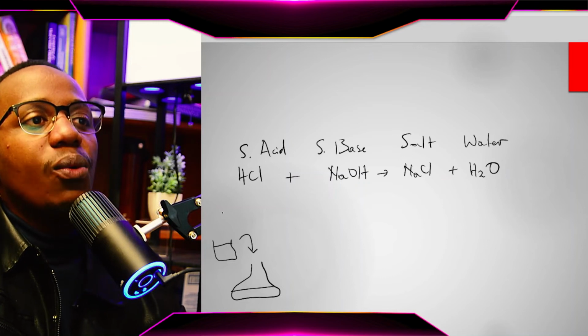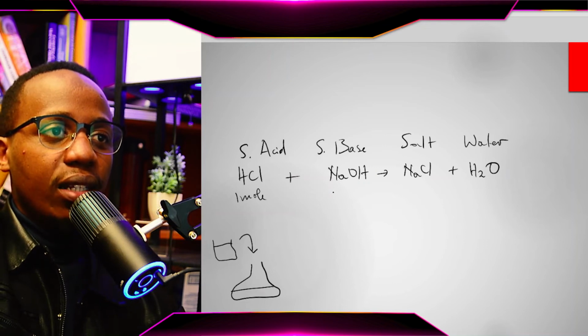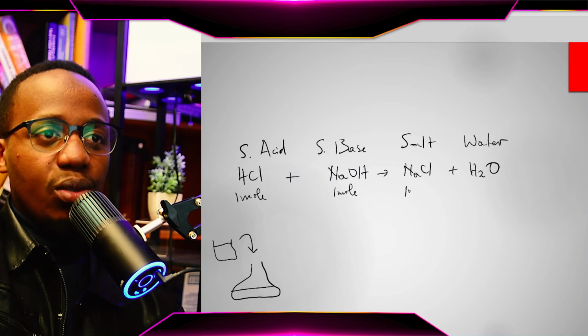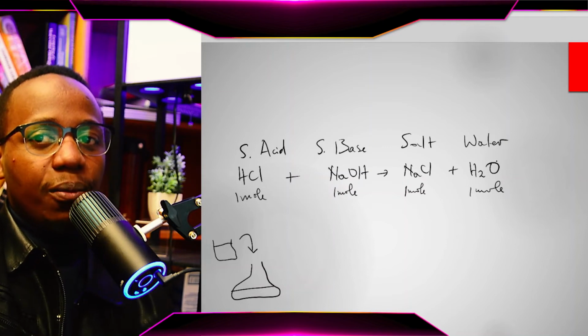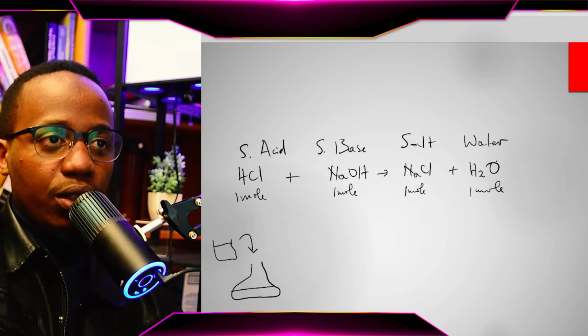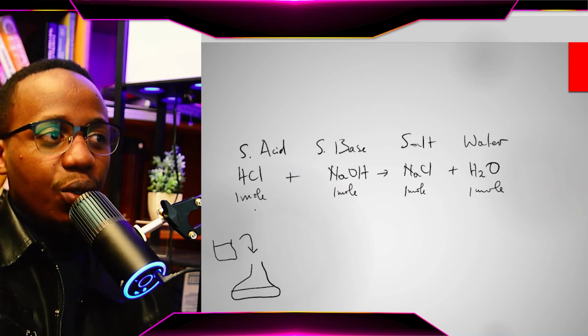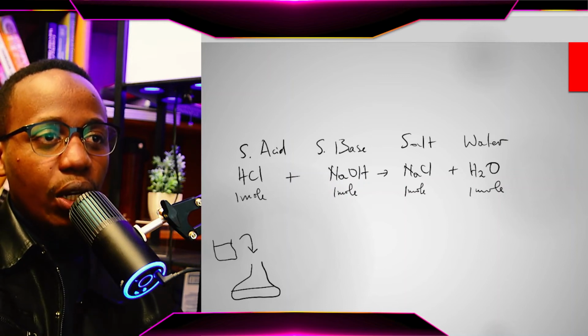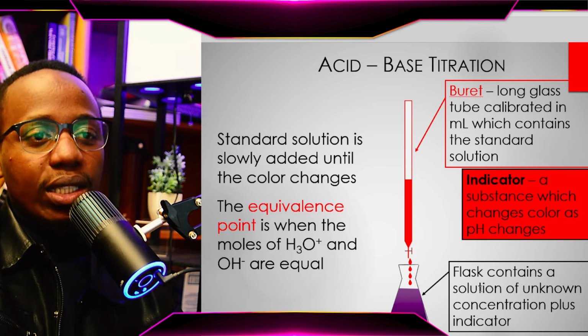So I want you to notice one thing here. Remember stoichiometry. So 1 mole of HCl bound to 1 mole of NaOH to give us 1 mole of NaCl and 1 mole of water. And this is a balanced reaction. So from here, you can actually calculate concentration of an unknown acid or base. How do we do that? We call this titration.